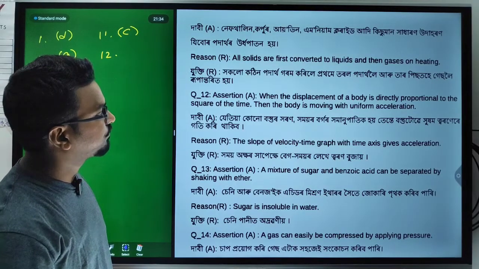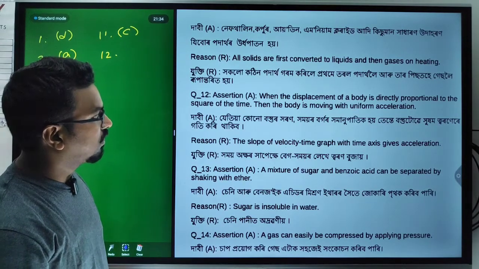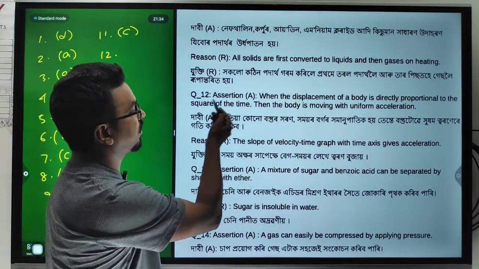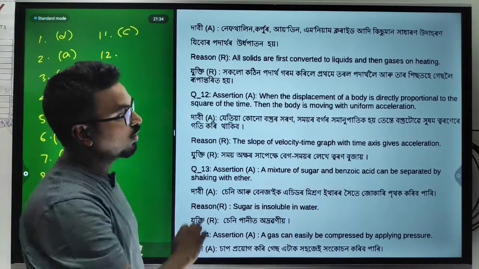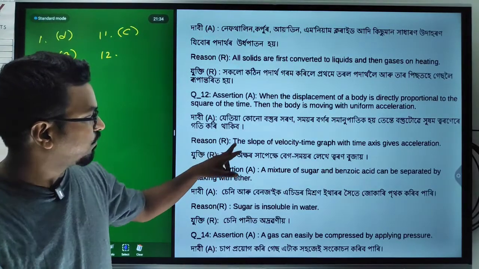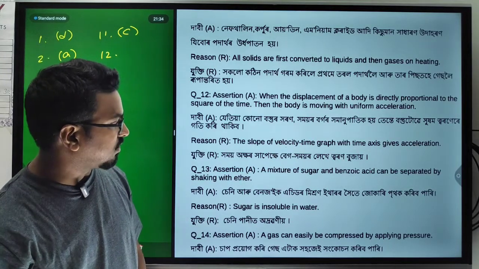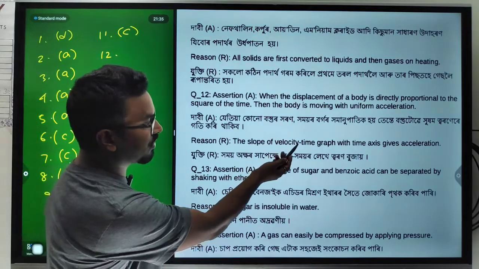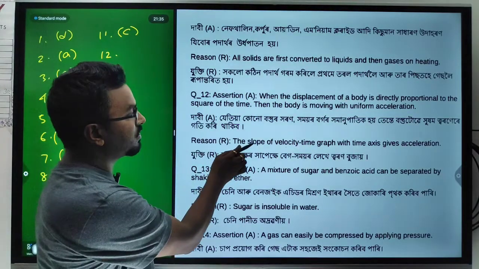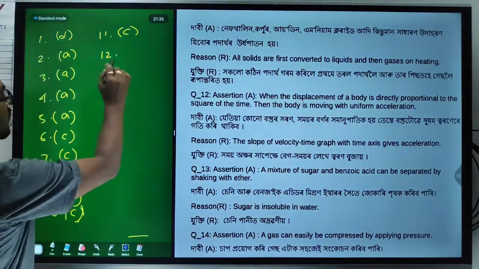Next, question number 12. When the displacement of a body is directly proportional to the square of the time, then the body is moving with uniform acceleration. Yes, correct. The first one is true. The second one, reason: the slope of the velocity-time graph gives acceleration. Both are true, but this is not the correct explanation of the first one. So we'll give option B.